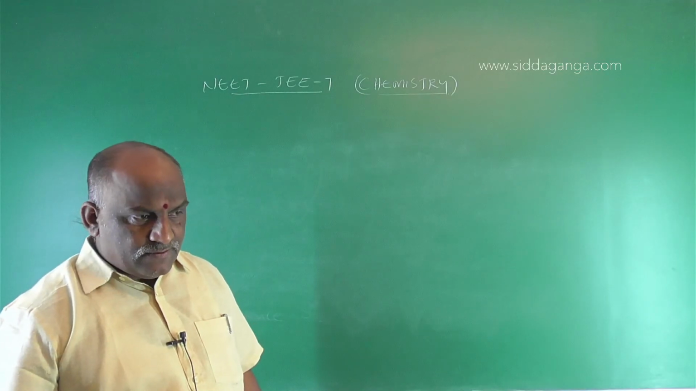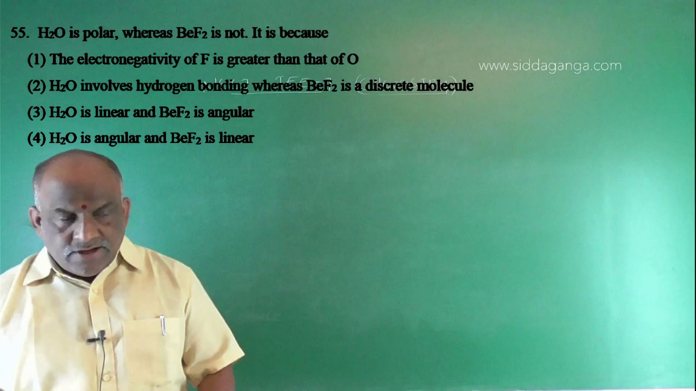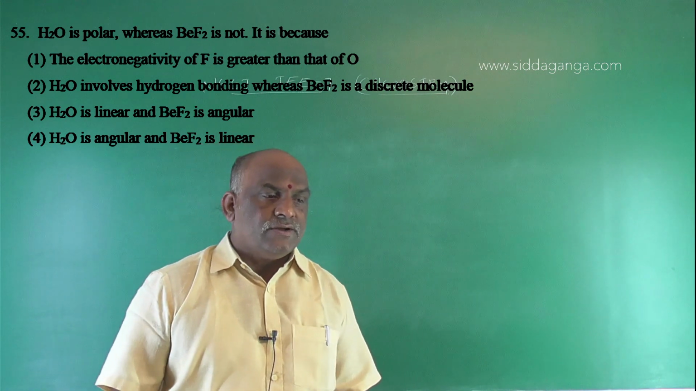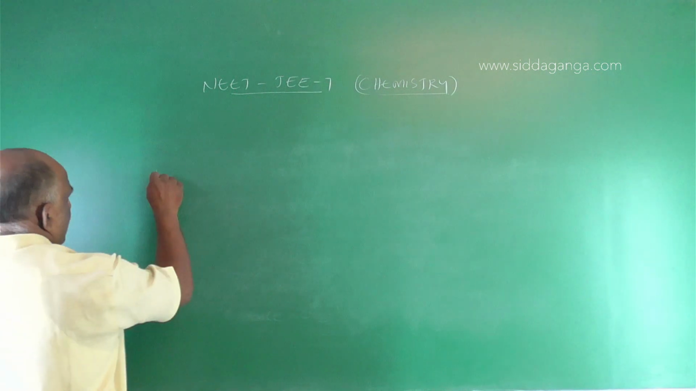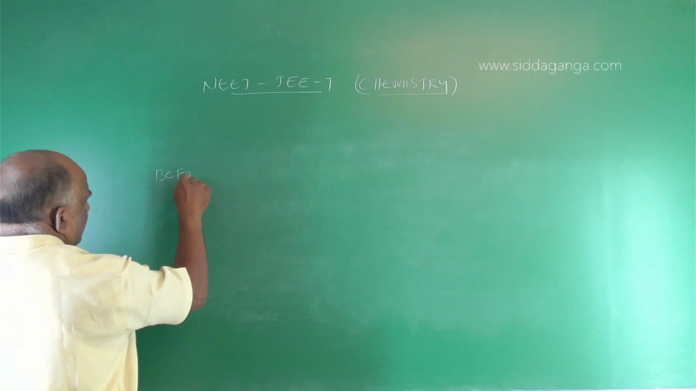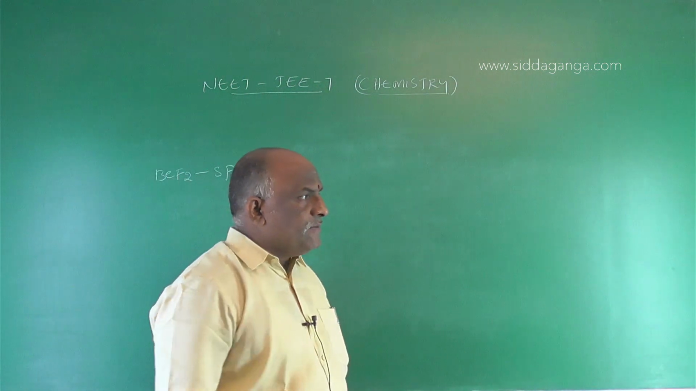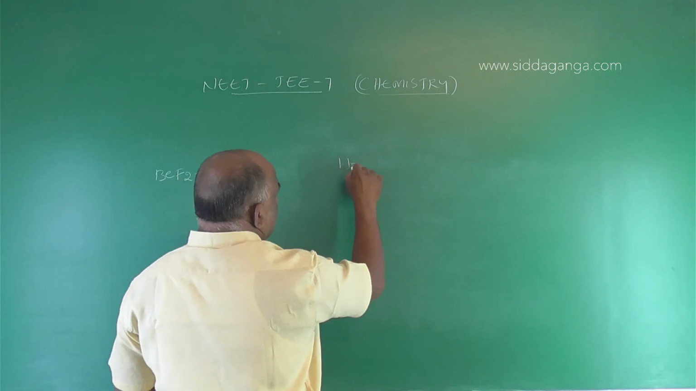And next question: H2O is polar whereas BeF2 is not. It is because... So simple question, this is also BeF2. BeF2 is sp hybridization and H2O is sp3 hybridization.